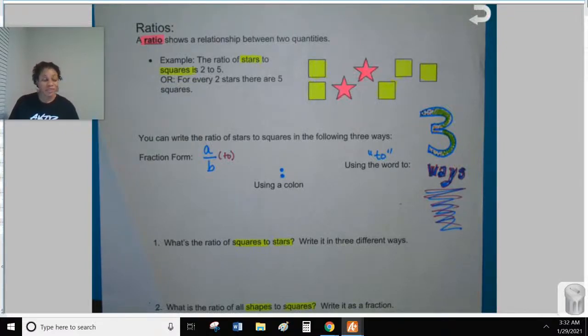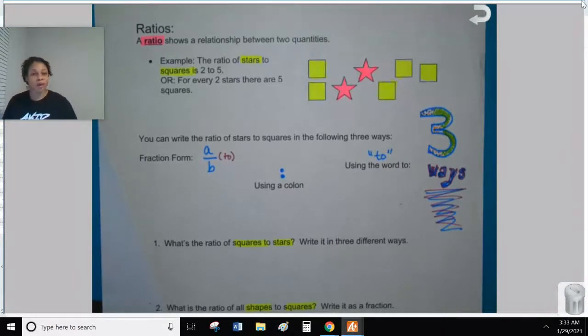Today we're going to be looking at TEKS 6.4c, which says, I can give examples of ratios as multiplicative comparisons of two quantities describing the same attribute. So first we are going to talk about what is a ratio. A ratio shows a relationship between two quantities.